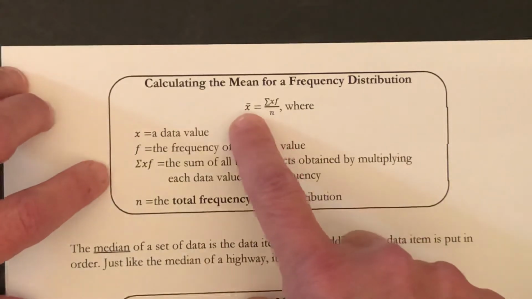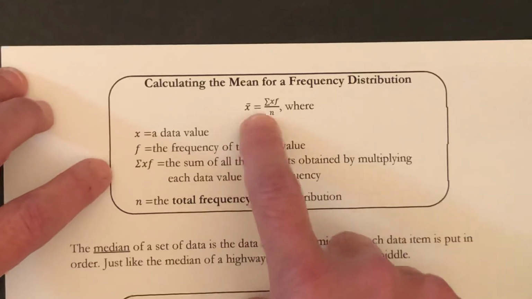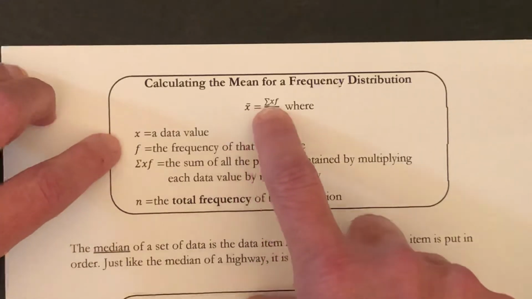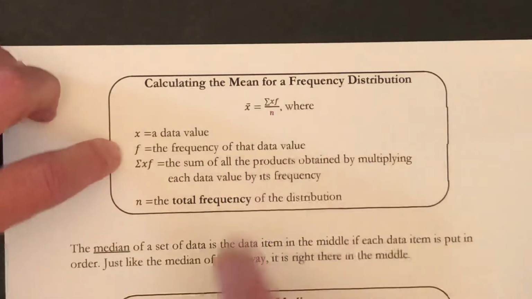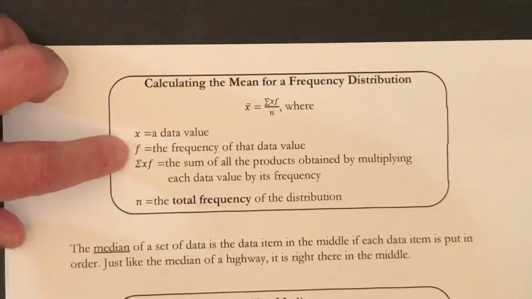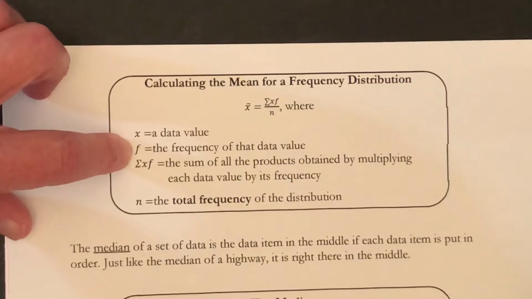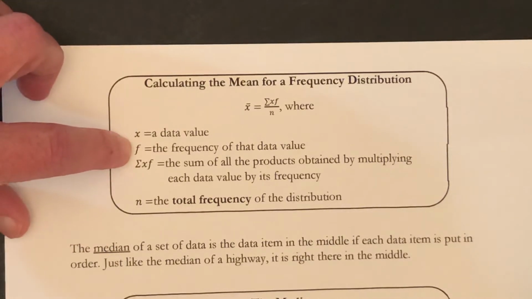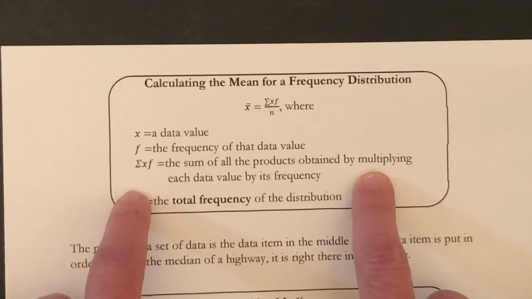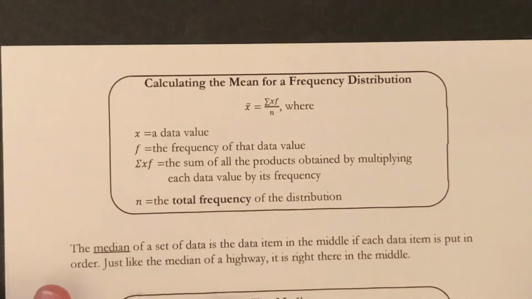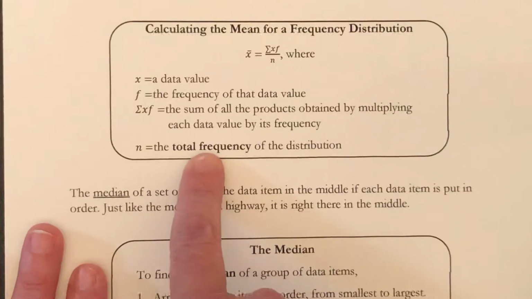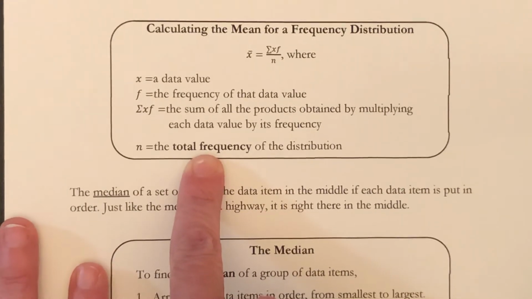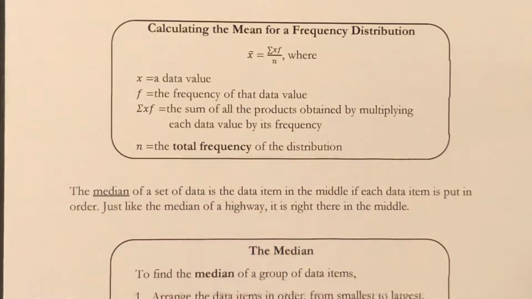But the notation, the x bar, the mean, is the sum of all xf, where x is the data value and f is the frequency. So instead of just adding the numbers, we have to do a multiplication first, and then we're going to add up those numbers. That's what they mean by this. And n is the total frequency. So that means we have to add up all of the frequencies, how many individual items there are.